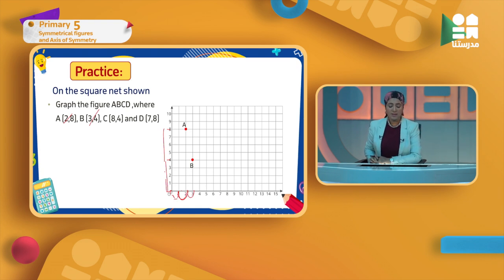Now the point C, it's 8 and 4. This means that I will move 8 units on the x axis and only 4 units on the y axis. So it's going to be in front of point B but at the 8th unit on the x axis.